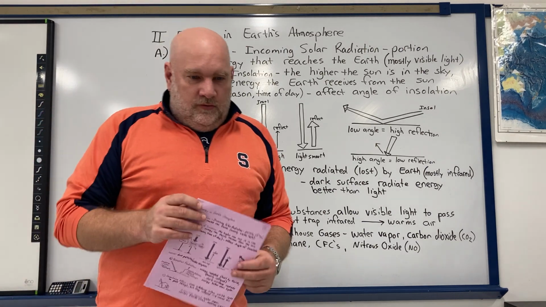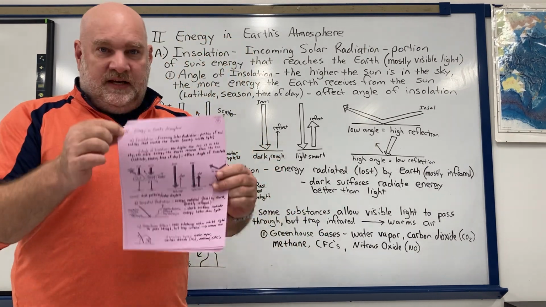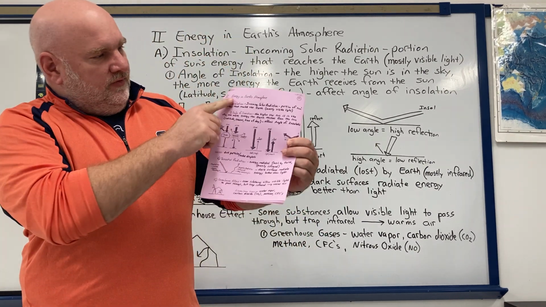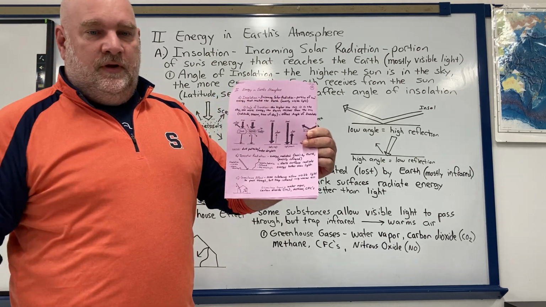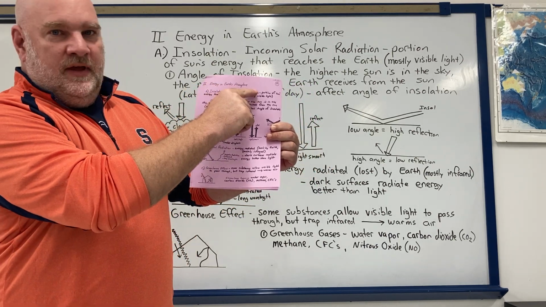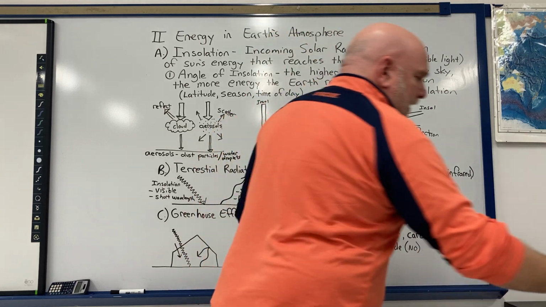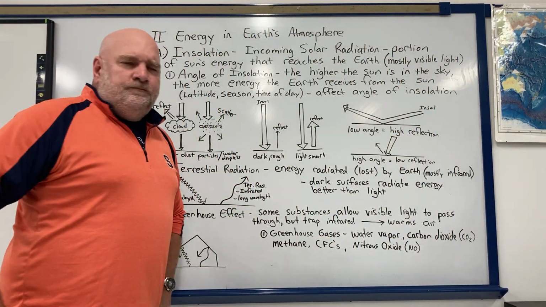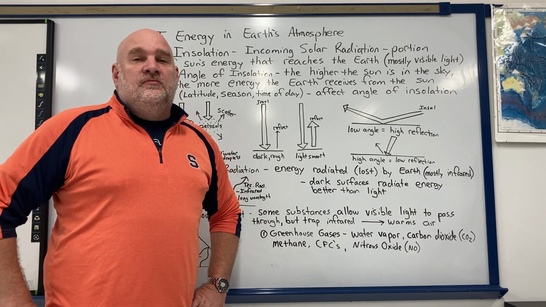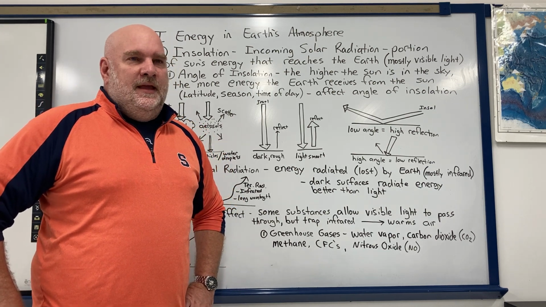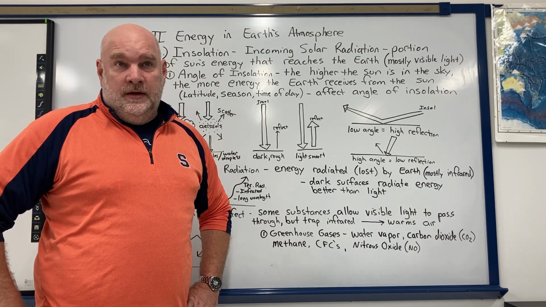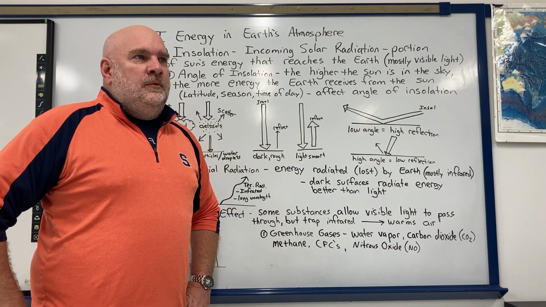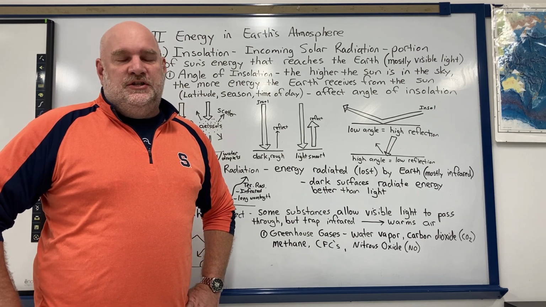All right, so today we're looking at the second page of the Lilac Notes. It says energy in the Earth's atmosphere. All right, so where the Earth's surface gets most of its energy from is from the sun. And we call that energy insolation.